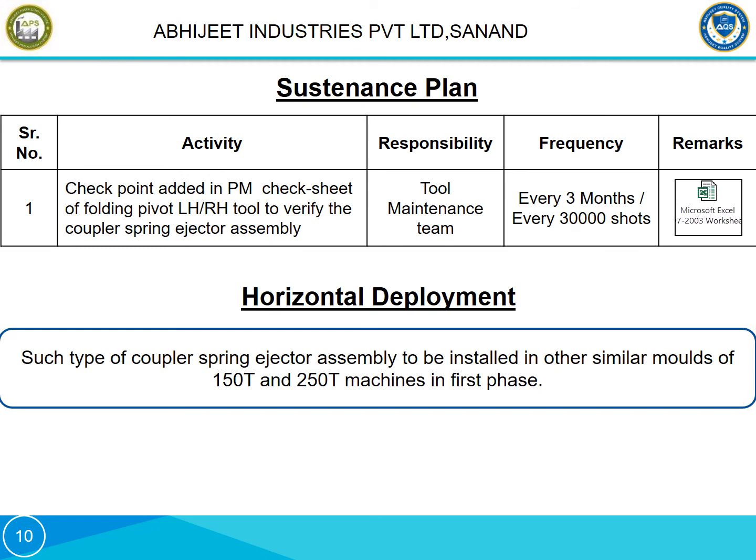As a sustenance plan for this Kaizen, we have added checkpoint in the PM checksheet of folding pivot tool for verification of the proper working of coupler spring ejector assembly. Also, as a part of horizontal deployment, we have taken initiatives to implement this Kaizen in molds of 150 ton and 250 ton machines.